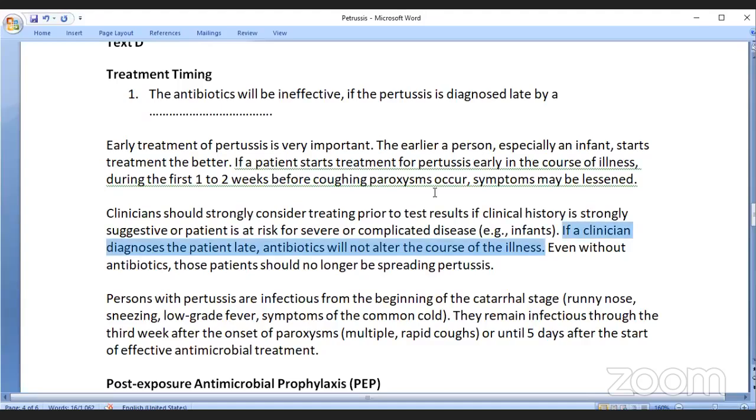You can see these two sentences are the same thing, but why have I written them in a different way? Because if I write directly, if a clinician, then fill in the blank, then diagnoses the patient late, antibiotic will not alter the course of illness, okay? Instead of will not alter the course of illness, what am I writing? By a clinician. Yeah, the answer is clinician.